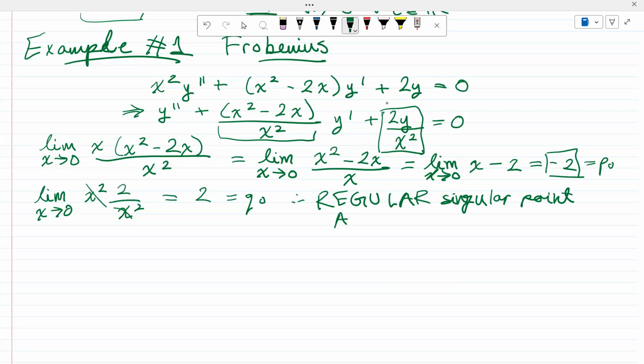And we can assume that our y can be written as a series that looks like this: the sum of a_n x to the n plus r. Okay.